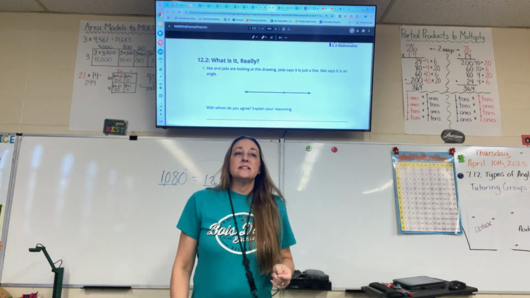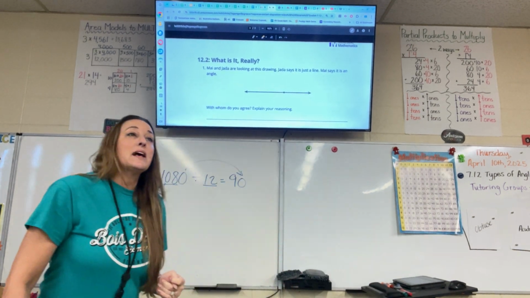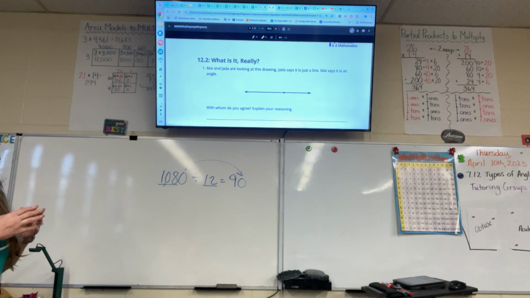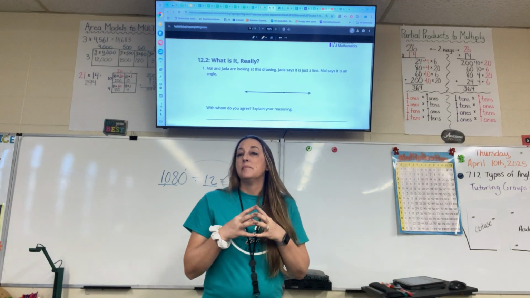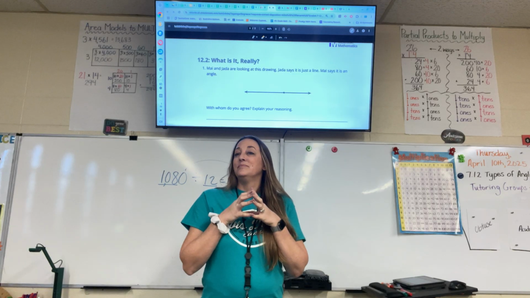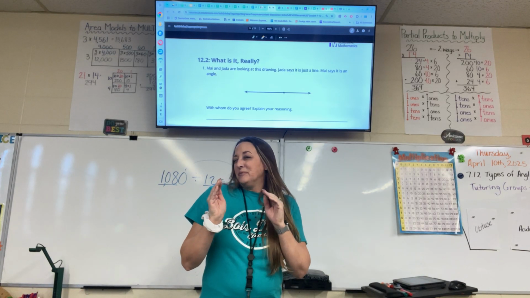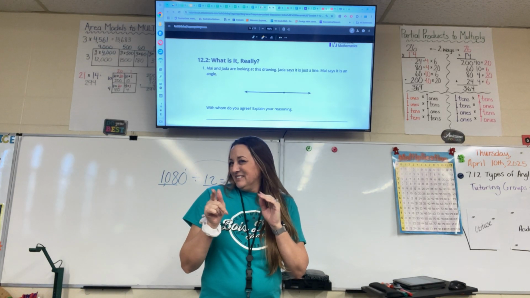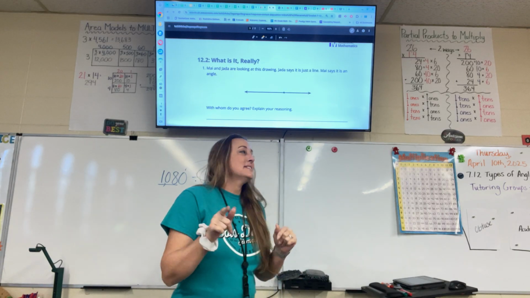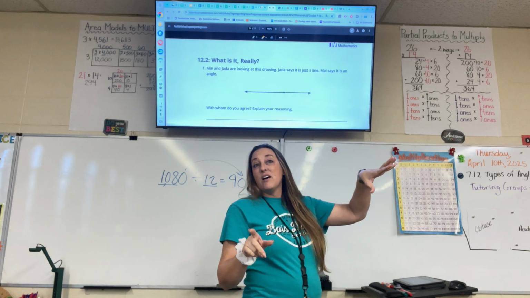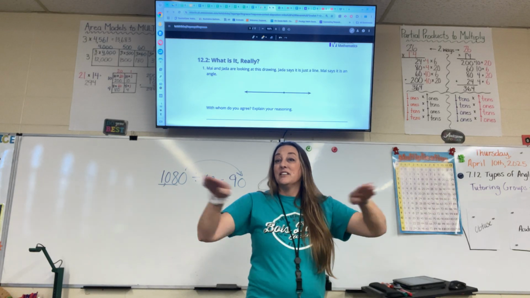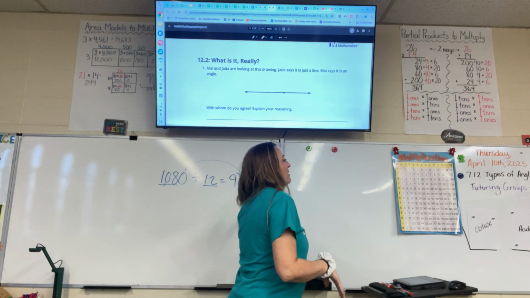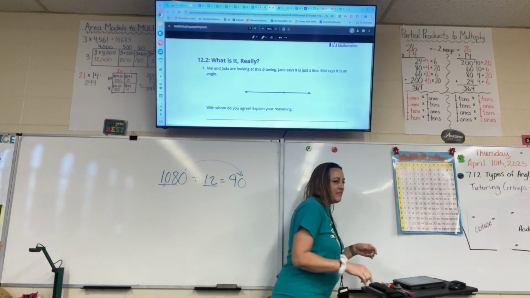Today we're doing lesson 7.12, types of angles. And we know how many types of angles we've learned about? It would be 4, right? Because we've mostly focused on 3 types, but there's also the straight angle. So we've learned about 4 different types of angles.